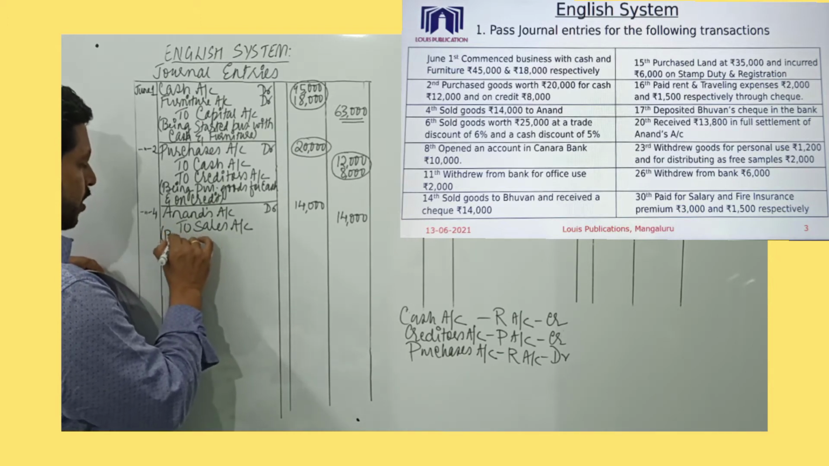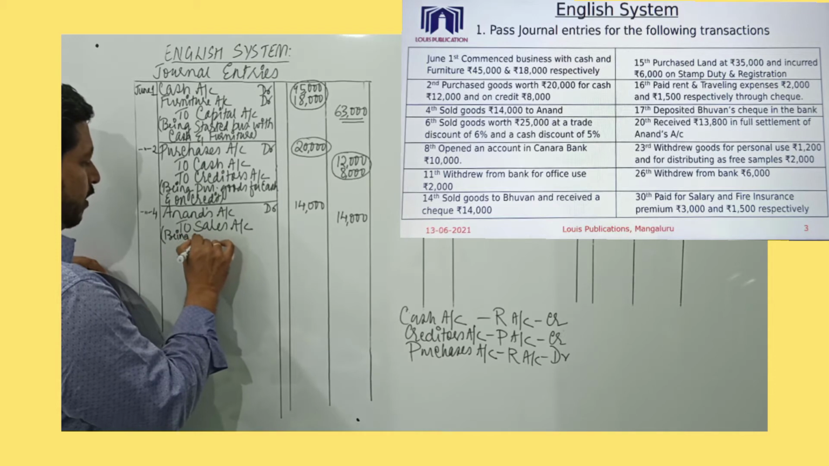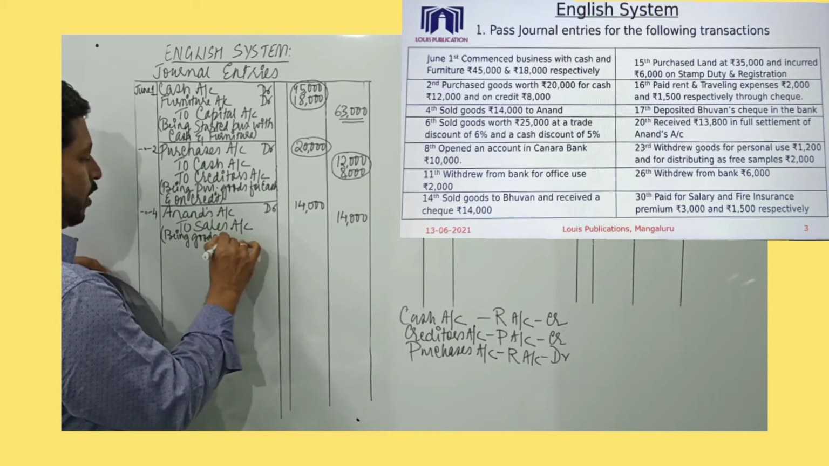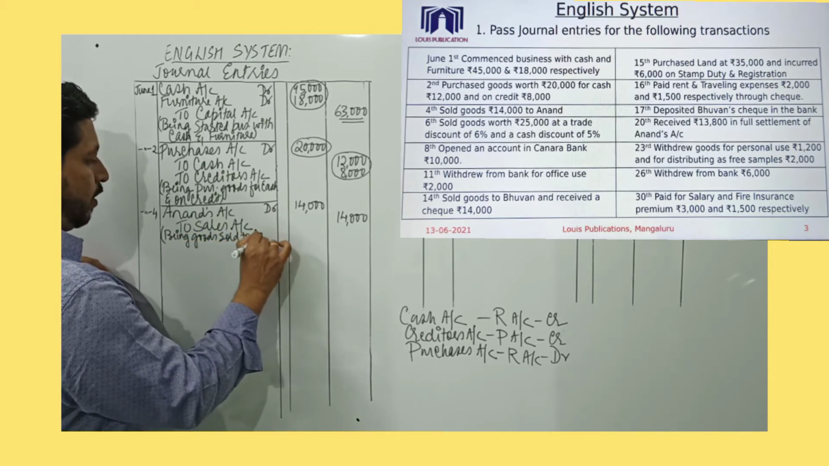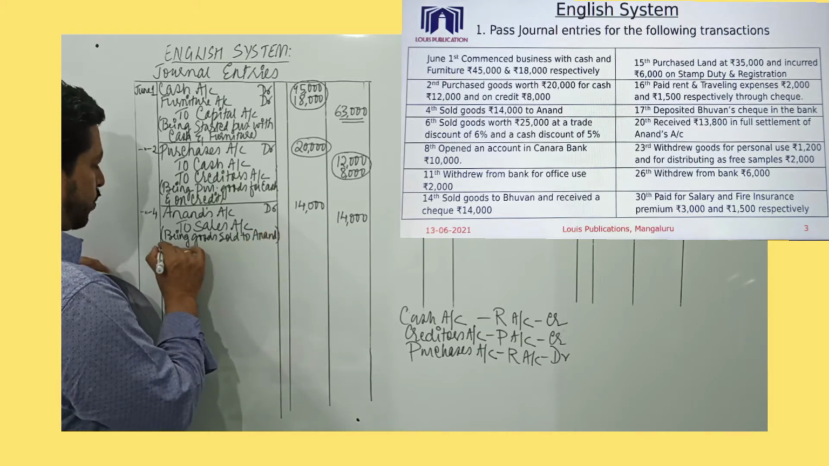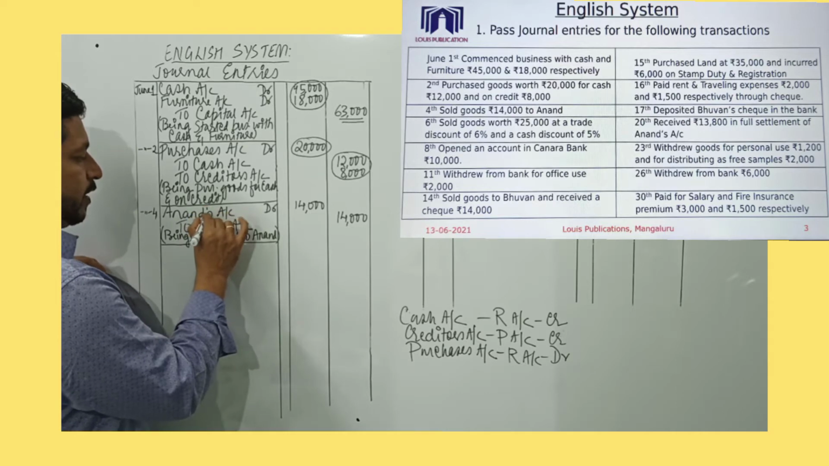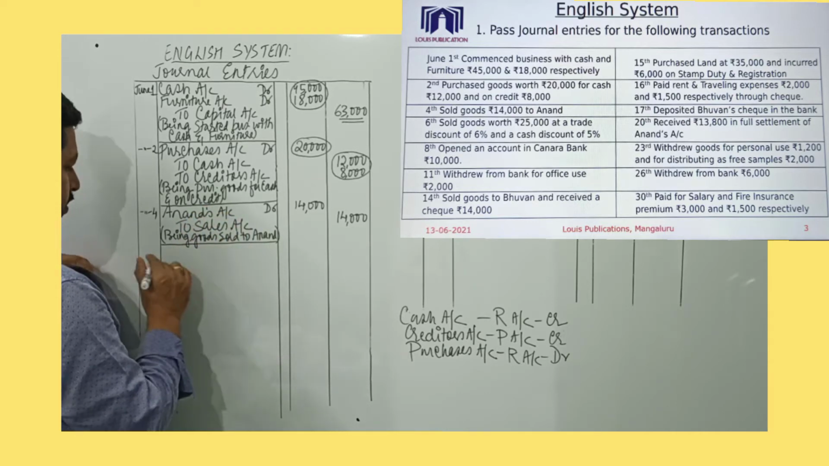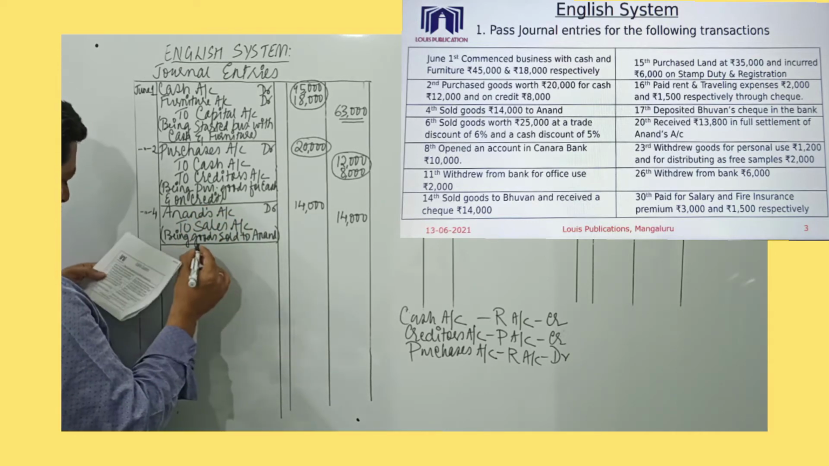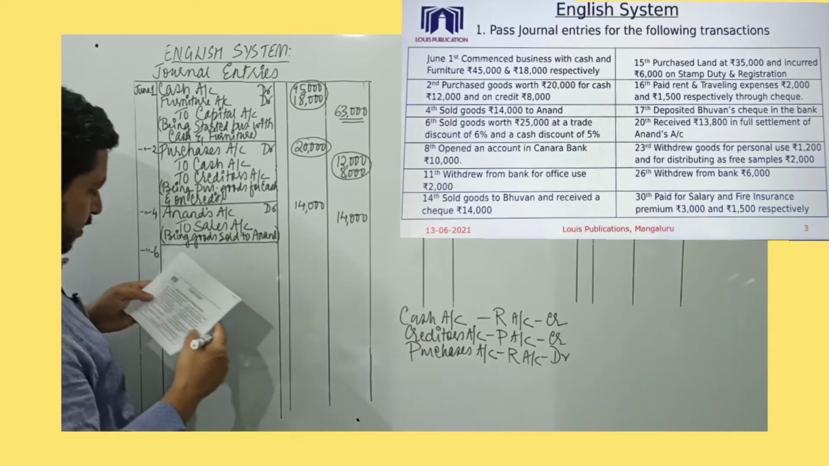So you can write the narration being goods sold to Anand. It is understood that it's a credit sale because Anand's name appears in the books of the business. Let's move to the next transaction. Next transaction dated is 6th.